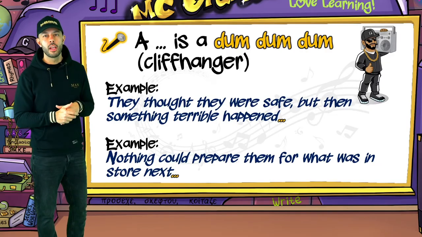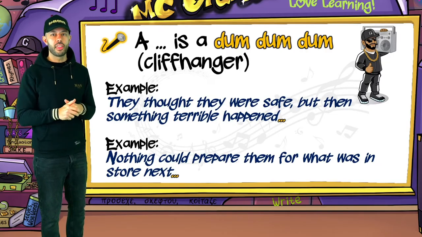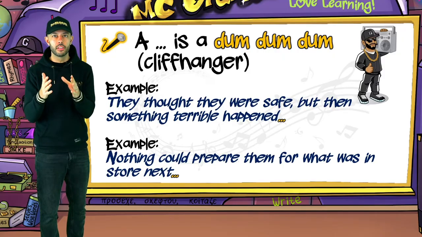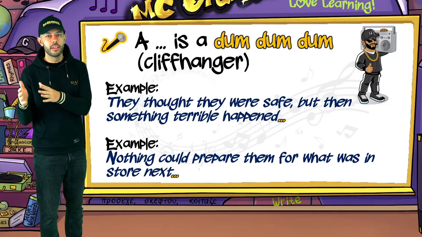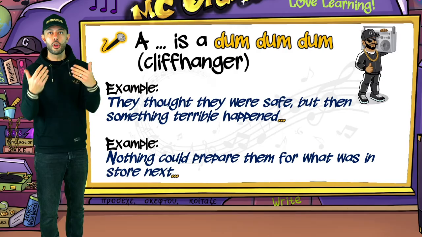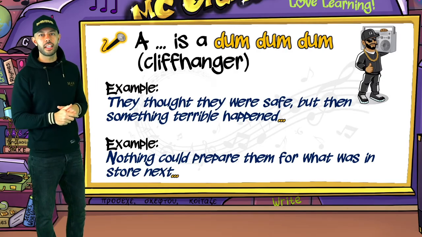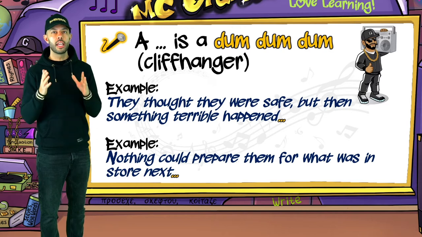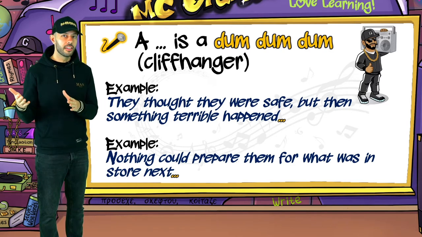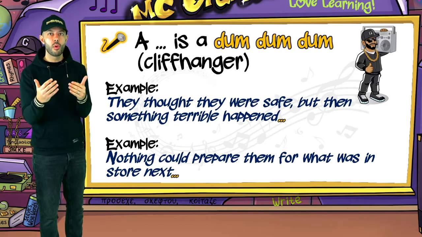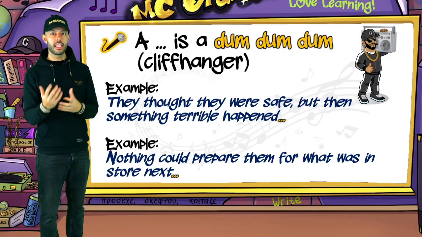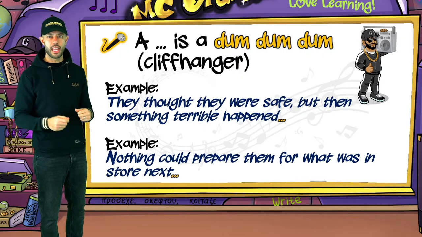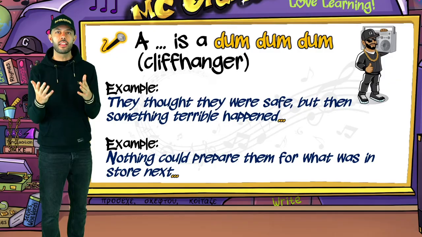And we've got an example here. They thought they were safe, but then something terrible happened... Dum, dum, dum. What's gonna happen? You wanna know more. You want to read more. Second example. Nothing could prepare them for what was in store next... Dum, dum, dum. See that? You want to know more. So as a reader, it's a great technique to come across, keep people engaged. So think of that when you're writing, and that's how the lyrics work.